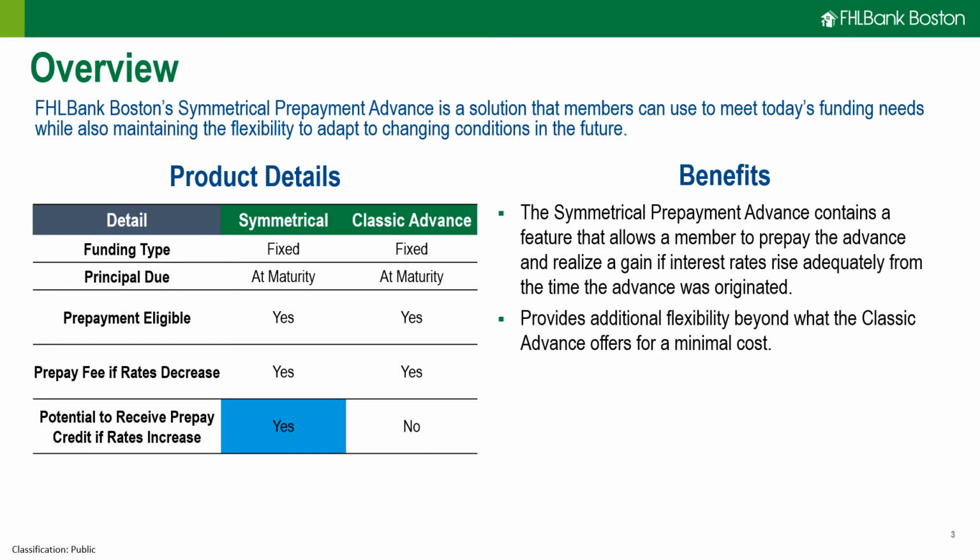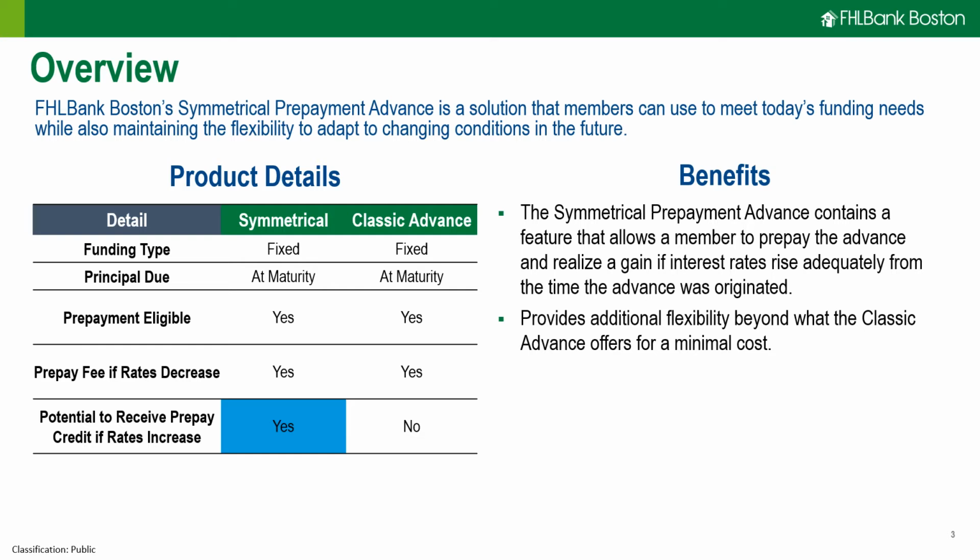So starting on the left side here, you see a table showing the symmetrical and classic side by side with the product features listed below. And what you notice is most things are the same. The classic and symmetrical are both fixed rate advances with fixed terms with principal due at maturity, and they're both prepayment eligible. The key difference here between these two products is the prepayment fee, and specifically what happens to the prepayment fee if rates rise.